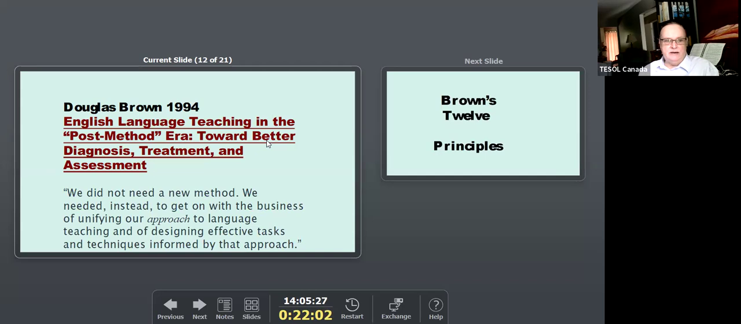In 1994, Douglas Brown printed this document, English Language Teaching in the Post-Method Era: Toward Better Diagnosis, Treatment, and Assessment. He said we did not need a new method. We needed instead to get on with the business of unifying our approach to language teaching and of designing effective tasks and techniques informed by that approach.